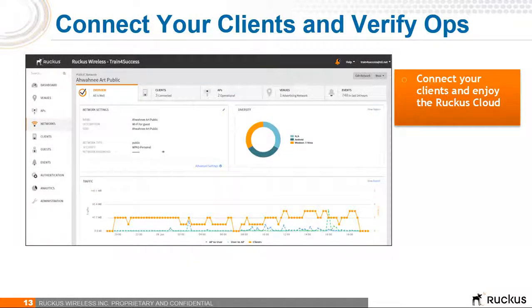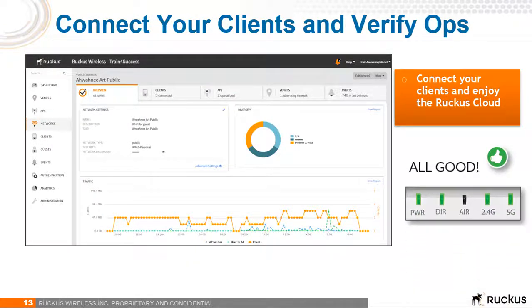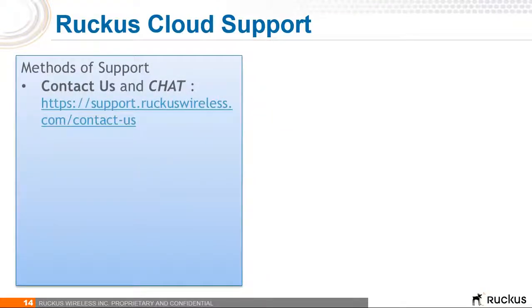After a few minutes, the access point should be provisioned, and you can start connecting clients to the wireless LANs. From now on, you can use the Ruckus Cloud to add more APs, wireless LANs, create guest networks, monitor network performance, and assign different administrators. It's that easy.